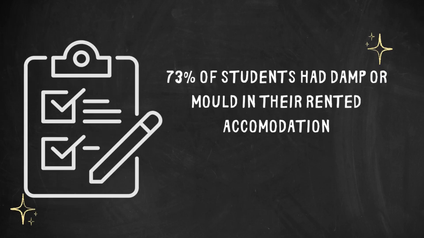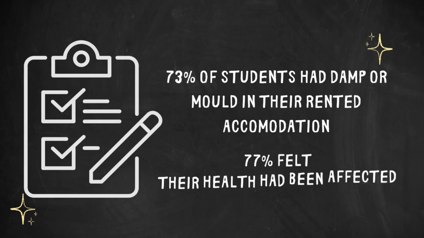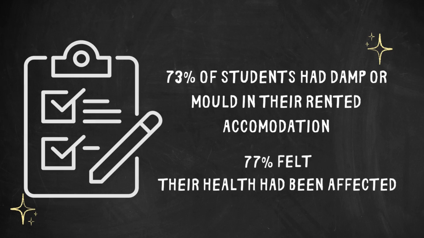According to our survey, 73% of students had damp or mould in their rented accommodation, and of those, 77% believed their health had been affected.